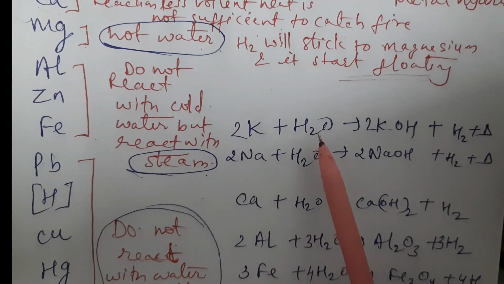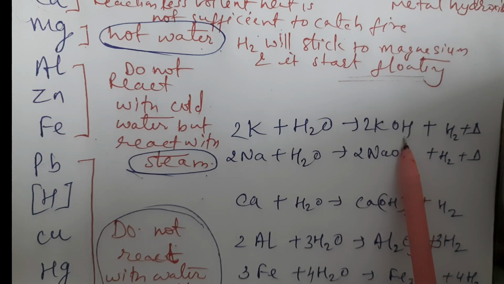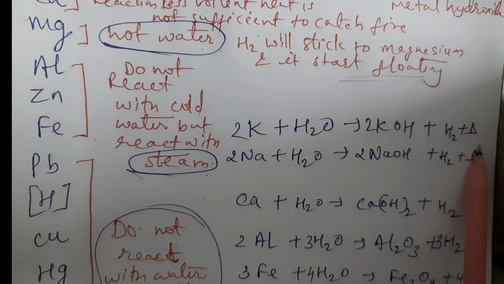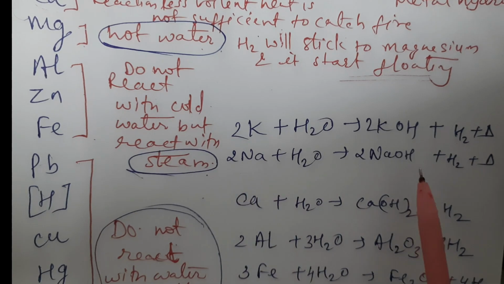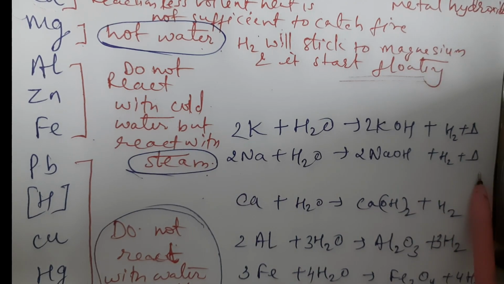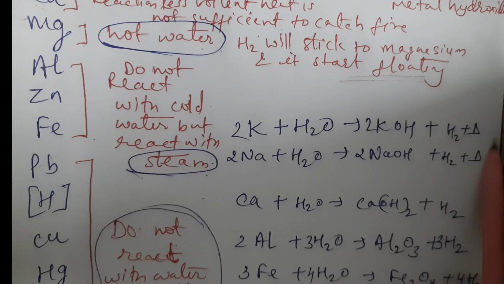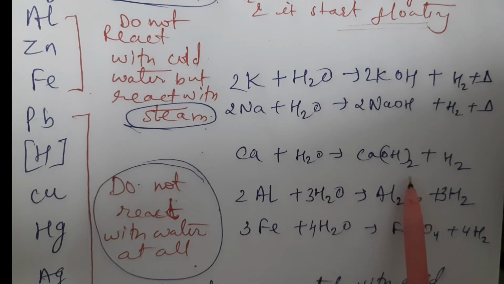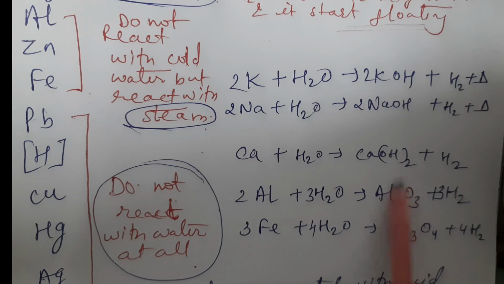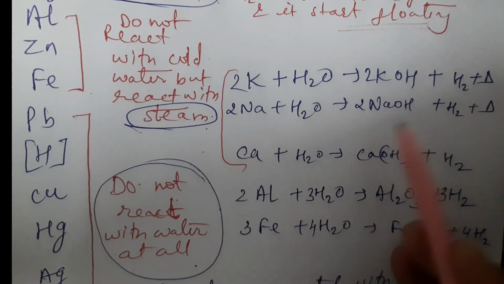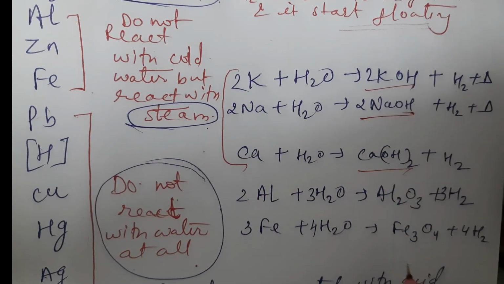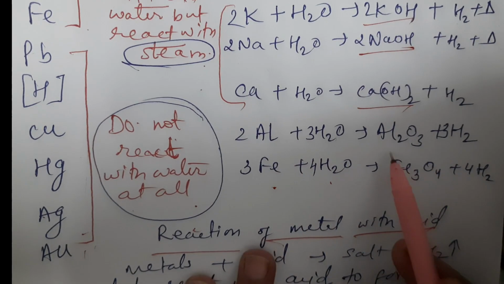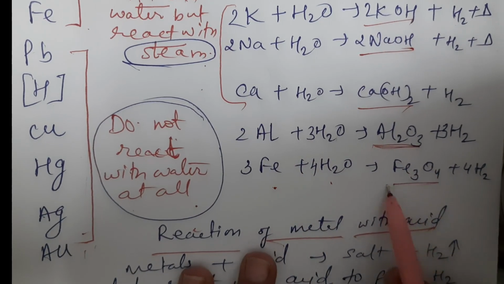Coming to potassium, potassium reacts with water to form potassium hydroxide, hydrogen, and heat is liberated. Sodium also reacts in the same way. It forms sodium hydroxide, hydrogen and heat. This heat makes the hydrogen burn and catch fire. Now calcium reacts with water to form calcium hydroxide. So these three are the metals which form hydroxides, whereas aluminium and iron, when they react with water, form oxides, aluminium oxide and iron oxide.